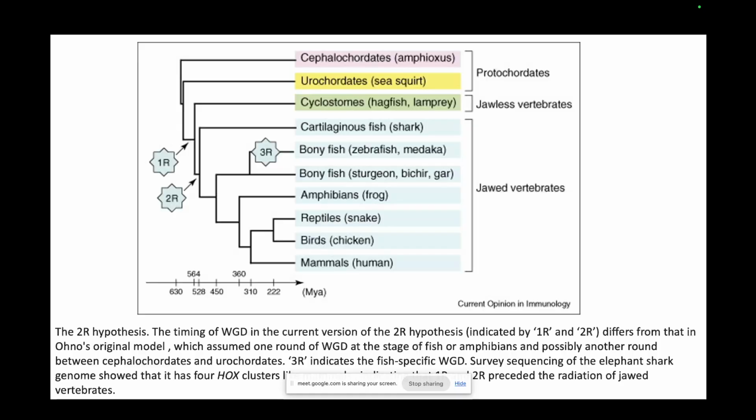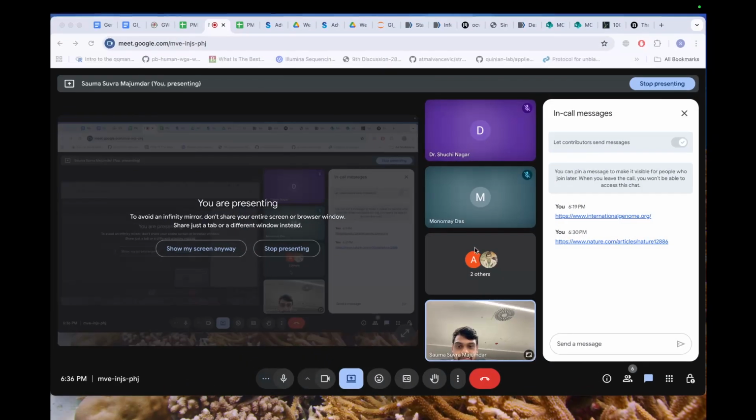Now we come to something known as the 2R hypothesis, which is basically the hypothesis that in terms of whole genome duplication, it differs.